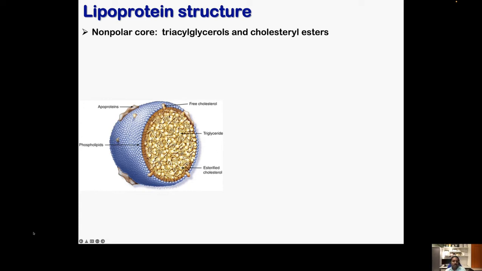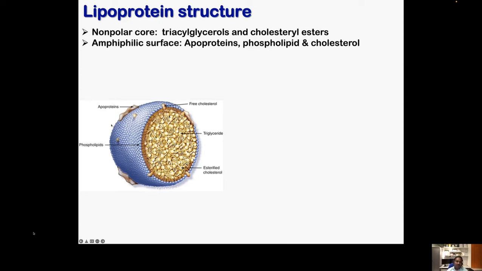It has a nonpolar core inside. That's where all the TAG, triacylglycerols, and cholesterol esters are, because they are nonpolar in nature. Triacylglycerols completely neutralize all the polar groups. Similarly, in cholesterol esters, the hydroxyl group at the third carbon of cholesterol is esterified with a fatty acid. So they are nonpolar in nature. All these molecules, the triglycerides and the esterified cholesterol, get packed inside the lipoproteins.